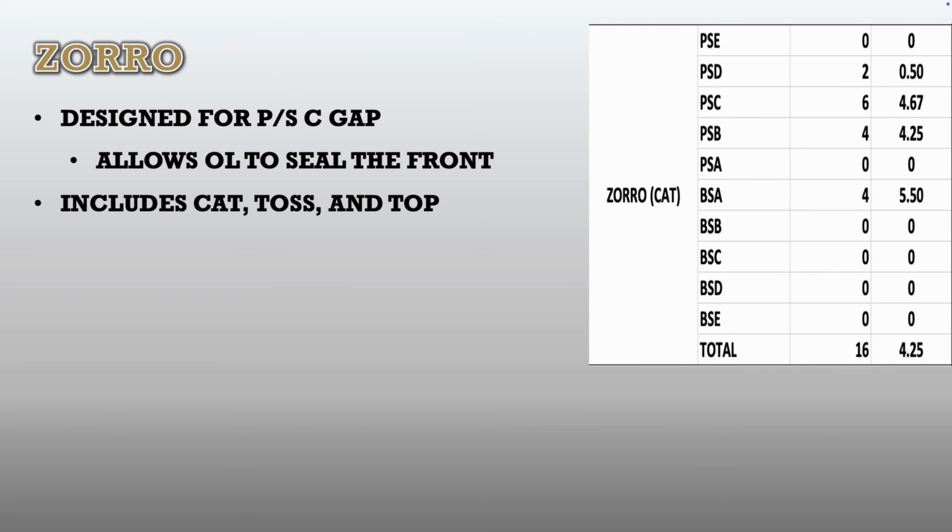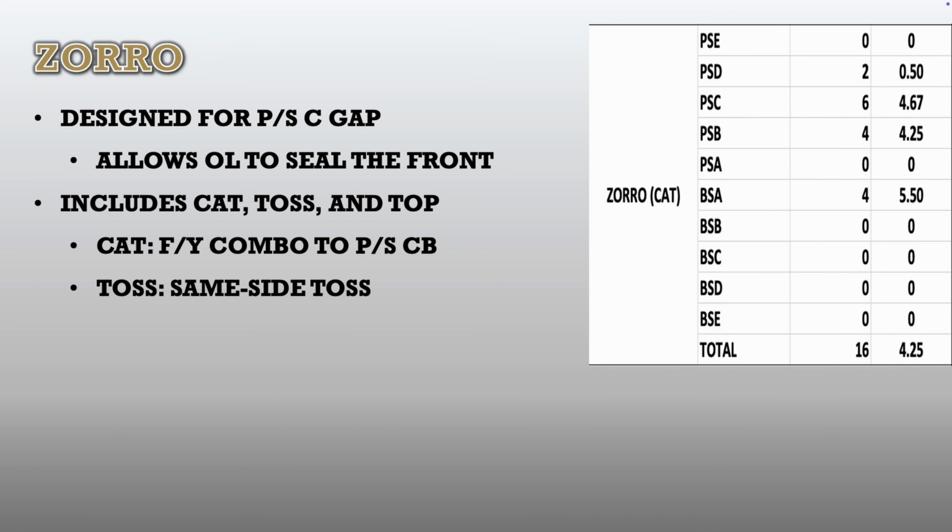And like I mentioned, they ran a few different variations of this: cat, toss, and top. Cat tells the fullback and tight end combo to work to the play side corner instead of the play side support defender, the force defender. Toss is going to be same side toss from the gun. So if we're running Zorro to the left, 19 Zorro, the running back's going to line up on the left side and the quarterback's going to toss it out there, no read. And this is great to be able to outrun the play side penetration.